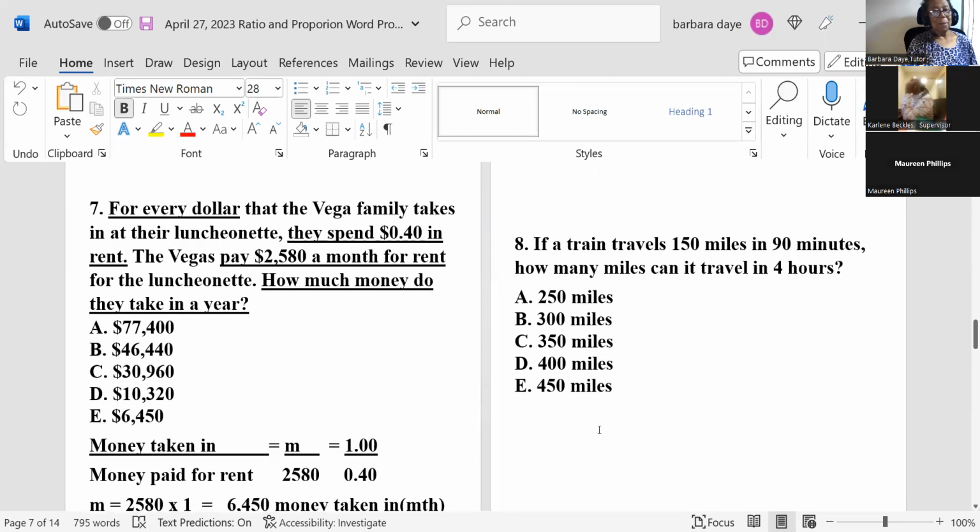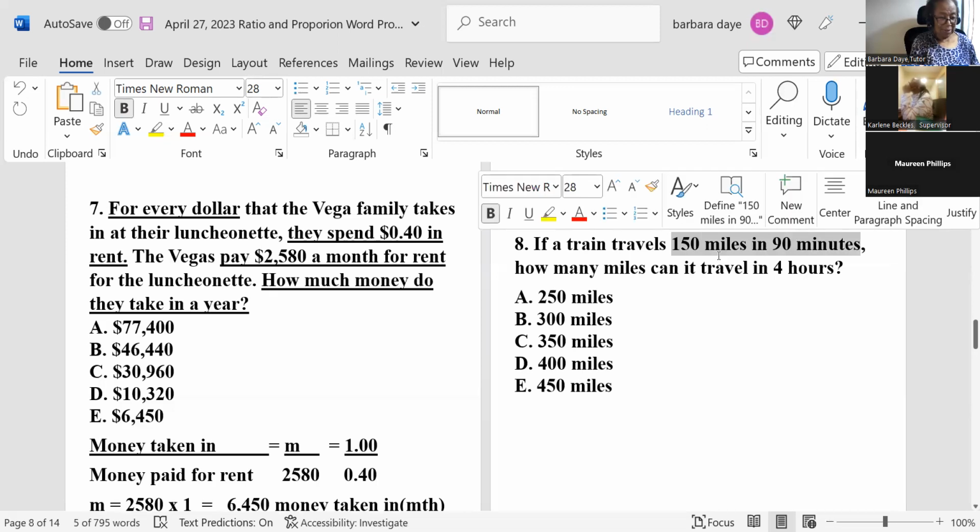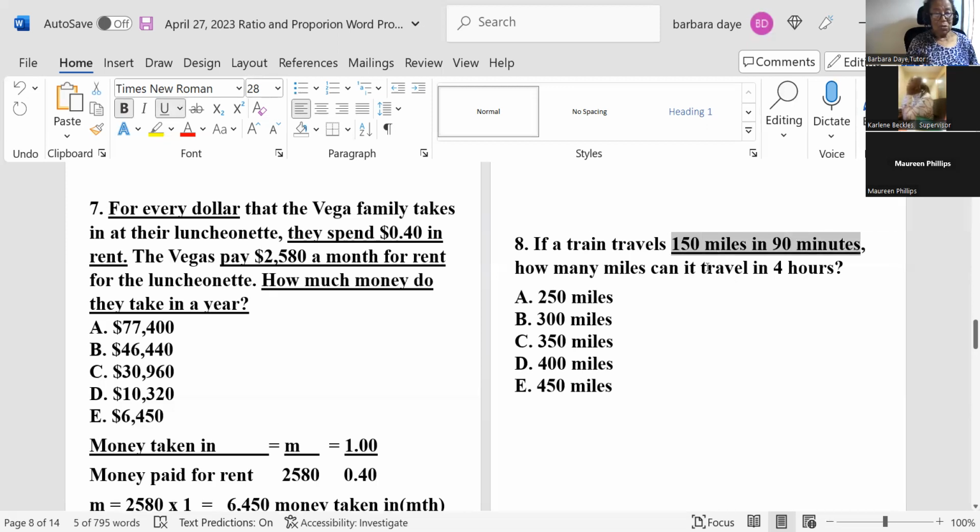If a train travels for 150 miles in 90 minutes, how many miles can it travel in 4 hours? Now remember, you've got hours and you've got minutes here. So this 150 miles is 90 minutes, right? But you're trying to find how many miles it can travel in 4 hours. So how would you solve it? Take your time. Tell me how you would solve it.